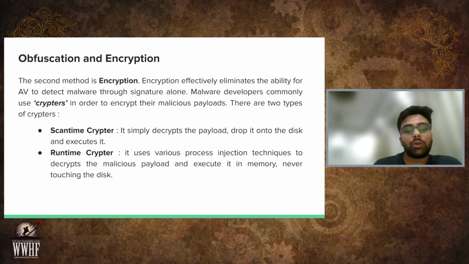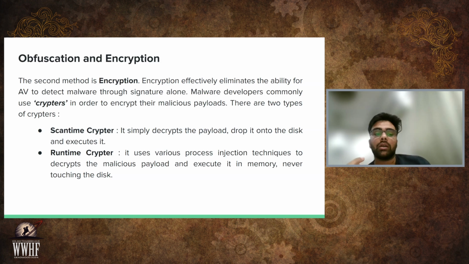There are two major types of cryptors, or encryptors as we call them. Scan time cryptors decrypt the payload at runtime. When we execute those cryptors, they decrypt the payload, drop it onto the disk and execute it. The issue with these cryptors is that when we drop the payload onto the disk, it should be undetectable by the AV engine or the client. Otherwise, there's no benefit of using this sort of cryptor, because as soon as we decrypt the payload and drop it onto the disk, the AV or EDR engine will detect it and delete it.